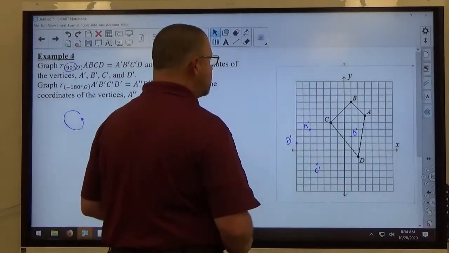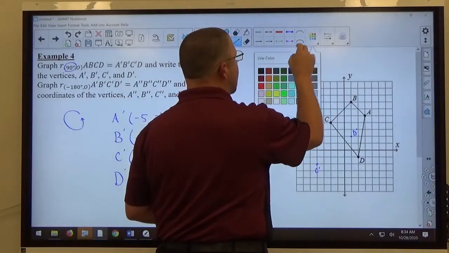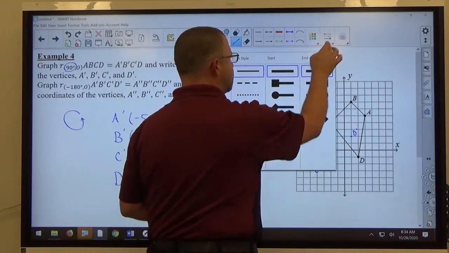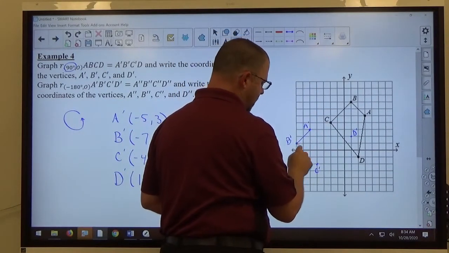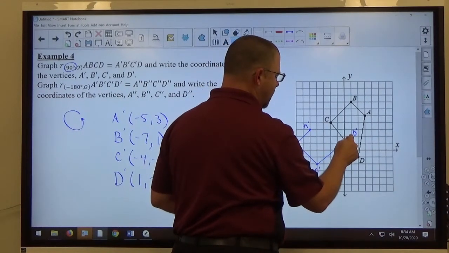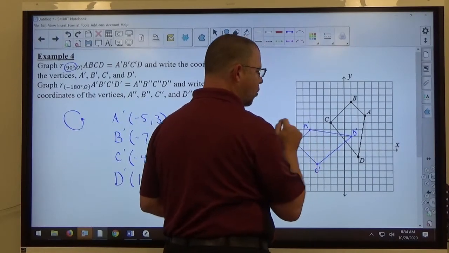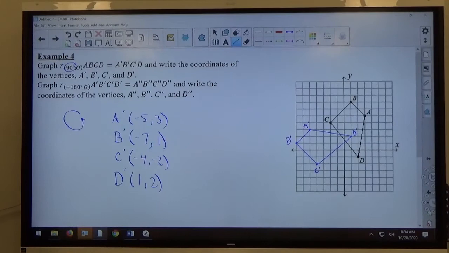And then I simply connect those 4 dots with straight lines, use your straight edge to do that. So A connects to B, B connects to C, C connects to D, and D connects to A, all primes. And there's our rotation about the origin 90 degrees counterclockwise.